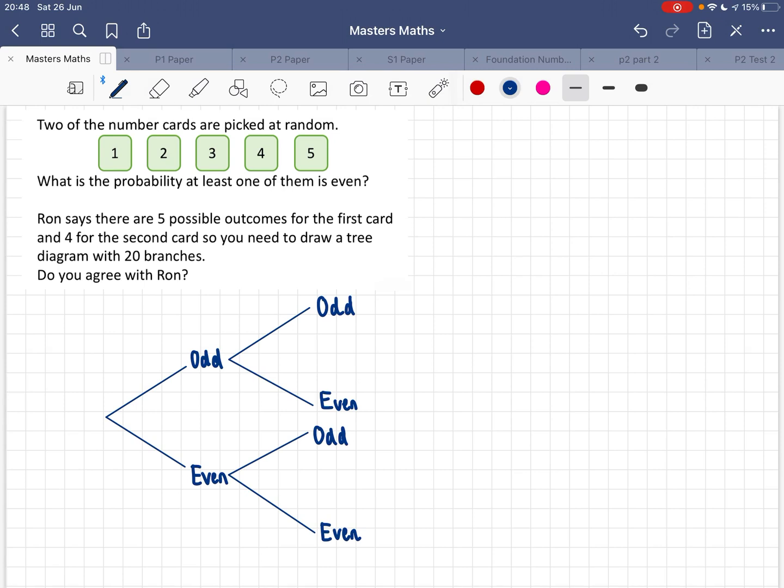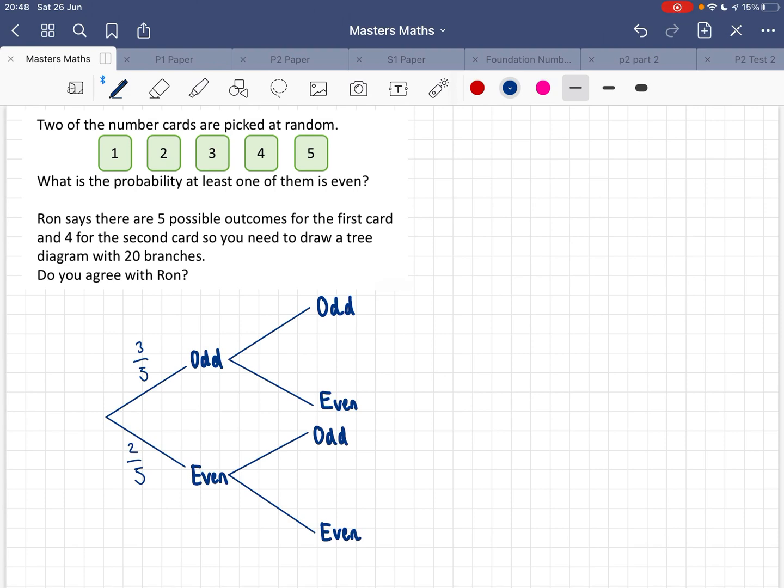So the probability that at least one of them is even. On the first pick, we've got 5 cards. 2 of them are even, so this would be 2 out of 5, and 3 of them are odd, so 3 out of 5. Now again, we've taken a card. We are not replacing it.